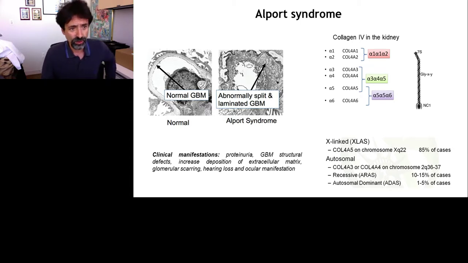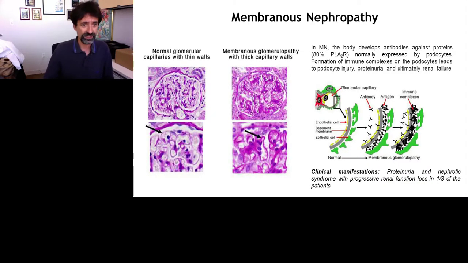The second disease we focused on is membranous nephropathy. As you can see in this representative slide, membranous nephropathy is associated with a thickening of the glomerular membrane in the kidney, and this is due to the presence of antibody against podocyte proteins. In most of the cases, against one podocyte antigen that is called PLA2R, or phospholipase A2 receptor, and the formation of the immune complexes in situ on the podocytes leads to podocyte injury, and then proteinuria or protein loss and progressive renal failure.